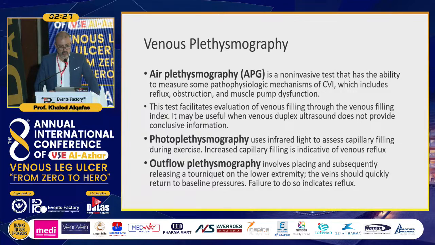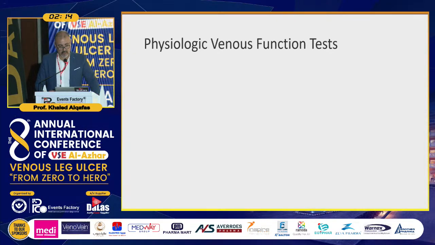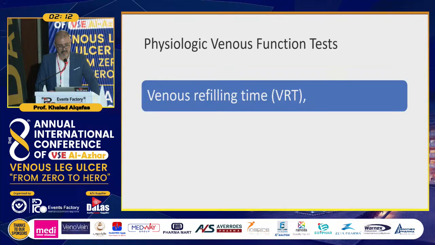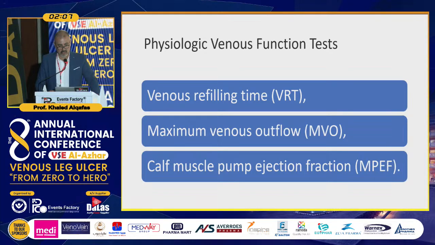We can also do venous plethysmography as air plethysmography, photoplethysmography, and outflow plethysmography. Here is the outflow plethysmography, and this is a very accurate detection of outflow obstruction. Also, we can perform physiological venous function tests as venous refilling time, maximum venous outflow, or calf muscle pump ejection fraction.